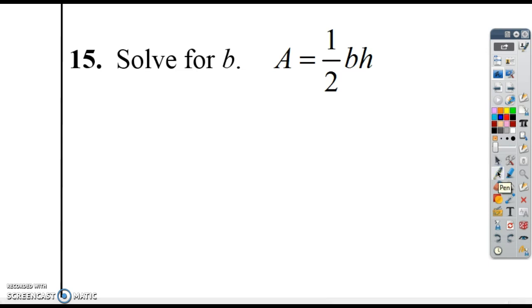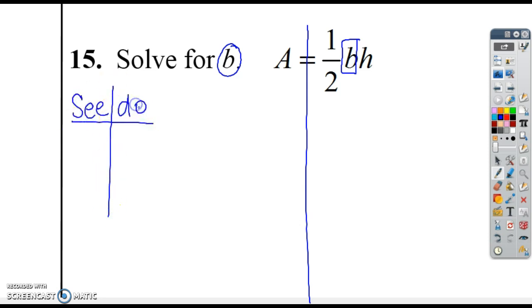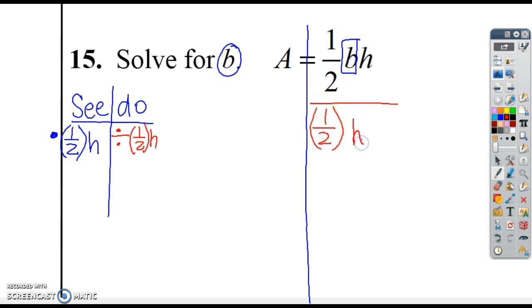So for number 15, we needed to solve for B. Okay, so again, I need to look at what's happening to my B. So I see that my B is being multiplied, right? There's no pluses, no minuses, no fraction signs, everything's together, right? So when everything's together like that, it's multiplication. So my B is being multiplied by 1/2 and also H, right, at the same time. So we're just going to take care of that at the same time. If it's being multiplied, we are going to divide by 1/2 and the H at the same time. So on this side, we divide out 1/2 H, and on this side, we divide out by 1/2 h.